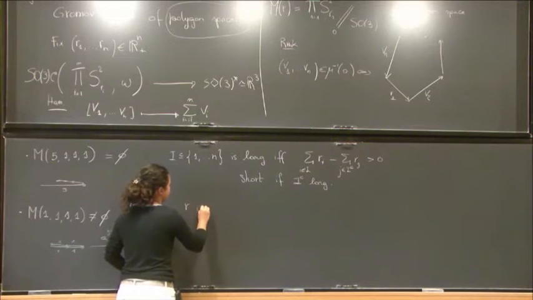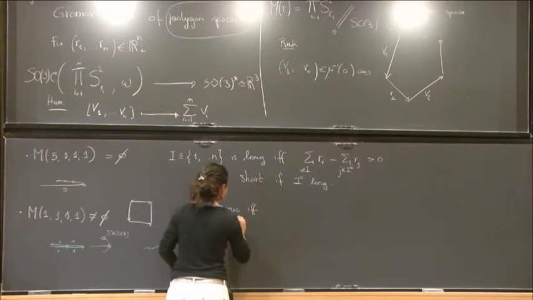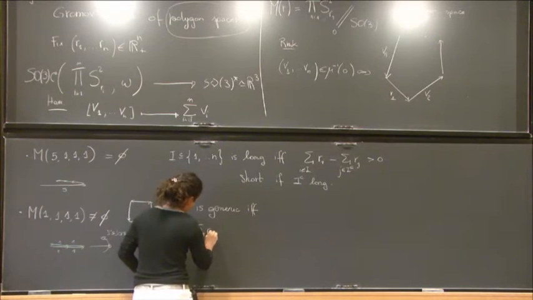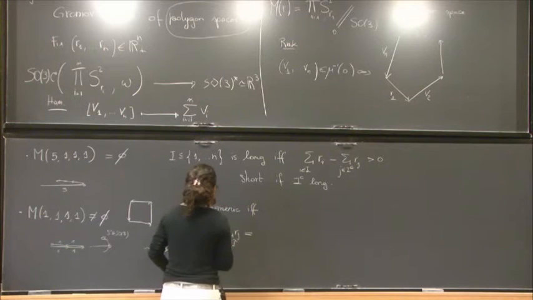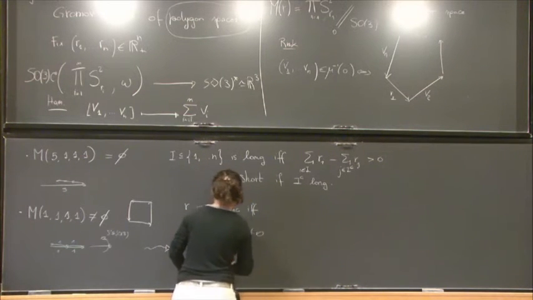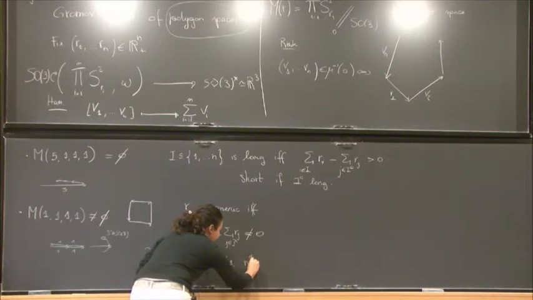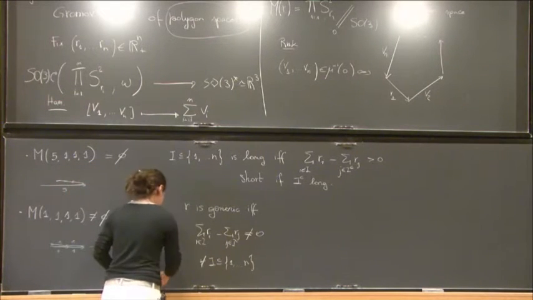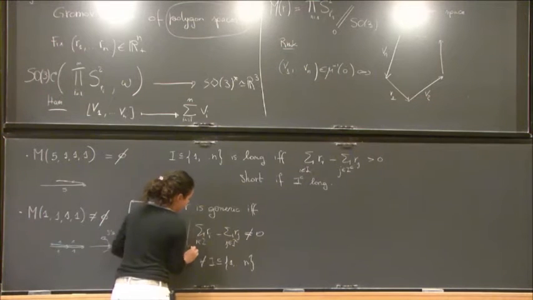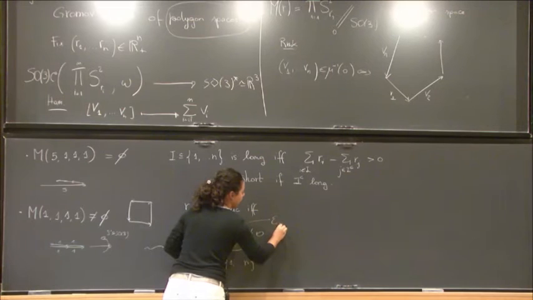I say that R is generic if and only if the sum of the Ri for i in I minus the sum of the remaining ones is never 0 for any index set I in 1 through n. Then the length vector R is generic. And as I am going to write this scalar quantity a lot through the talk, I wish to give it a name. I will call it epsilon I of R.